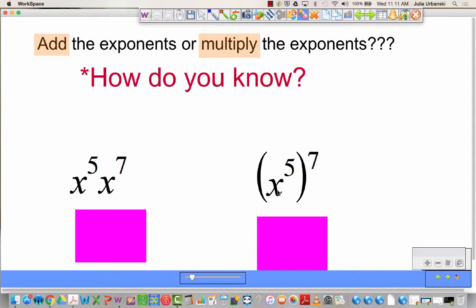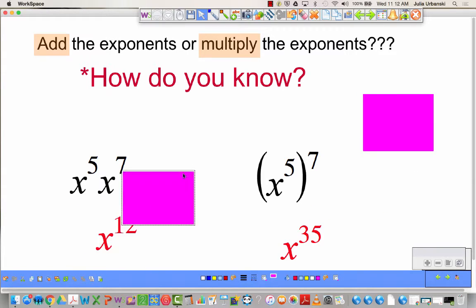Oh, okay. But this one, see how there was only one x? When there's one x, you multiply. When there's two x's, you add. When there's one x, you multiply as long as both of those powers are on the same x. Yep, that's when you multiply. So you get x to the 35th, and this one would be x to the 12th.